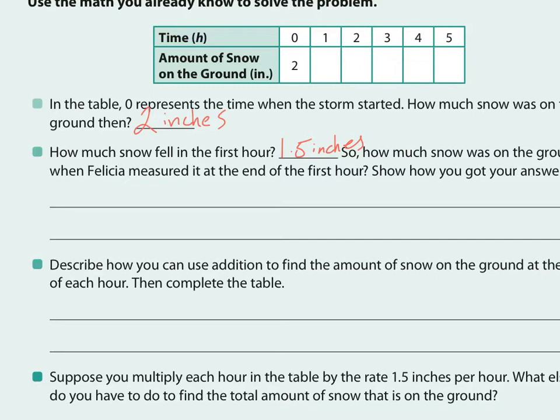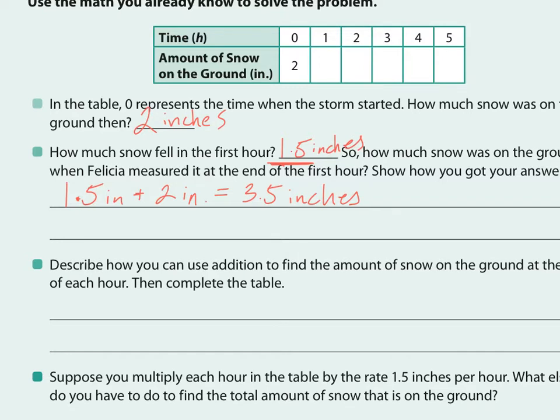So we know there was 2 inches on the ground. We know 1.5 inches of snow falls every hour. So how much snow fell at the first hour? Well, again, it's not just that 1.5 inches. It's really that 1.5 inches plus what we started with. So it's that 1.5 inches, and then I've got to add the 2 inches that I started with. So at the end of the first hour, I actually have 3.5 inches of snow.